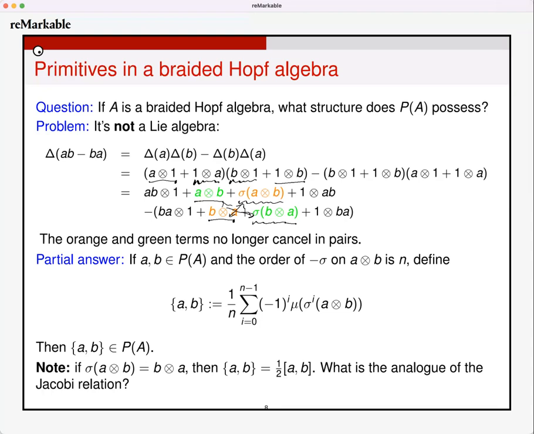And you could ask, what is the Jacobi relation for this funny new bracket or brace? And I don't have a very easy answer for you, I'm afraid. So that's part of the story.